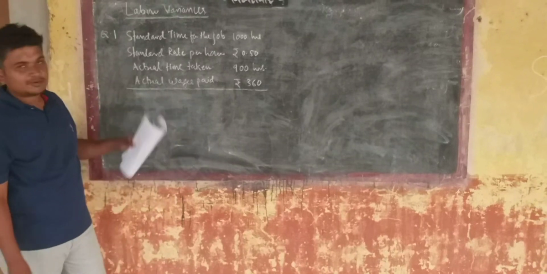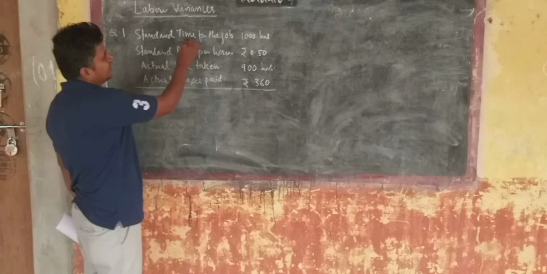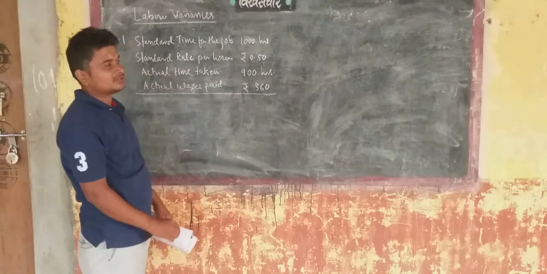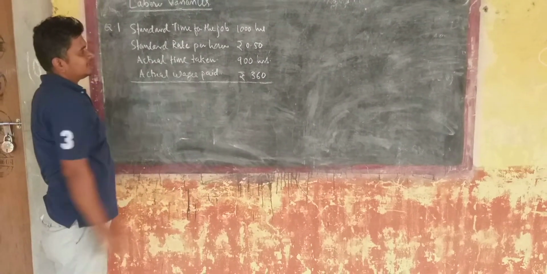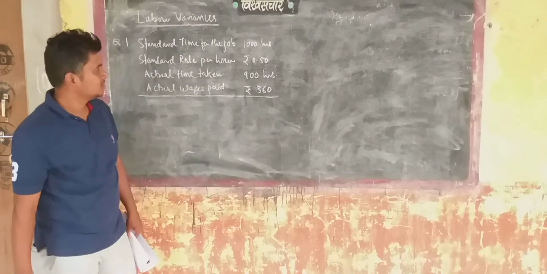So, labor variances. This is question number one. The question says: a particular job's standard time is 1000 hours. Labor का standard time 1000 hours है. The standard rate decided by the company per hour is 0.5. मतलब per hour 0.5 rate है.